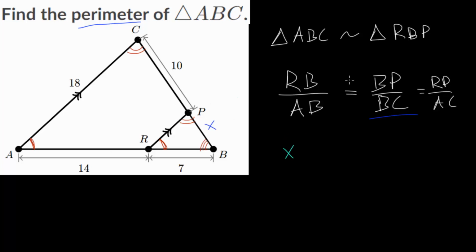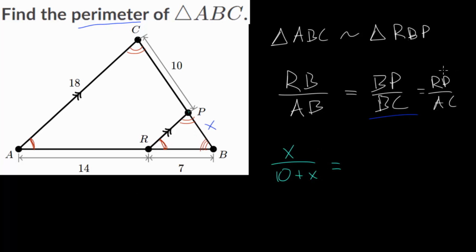We have x, that's our BP or PB, and we'll divide that by BC. It gets a little bit tricky here, but BC is this length C to P plus this length P to B. It's 10 plus x. And then this will be equal to this RB divided by AB.